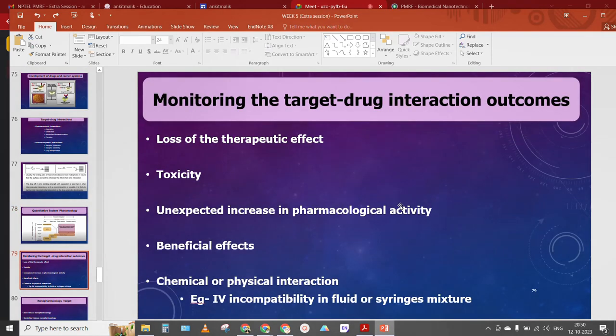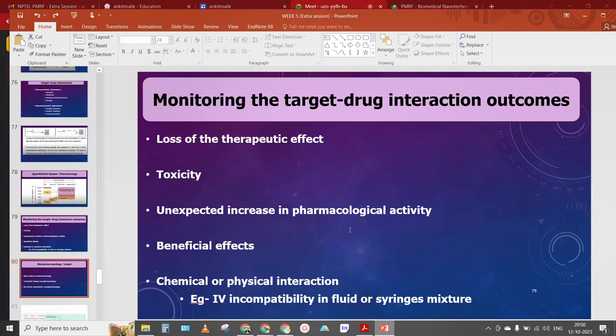Then monitoring the target drug interactions. Outcomes are loss of the therapeutic effect, toxicity, unexpected increase in the pharmacological activity or its beneficial effects, and chemical or physical interactions like incompatibility in fluids or syringe mixtures.